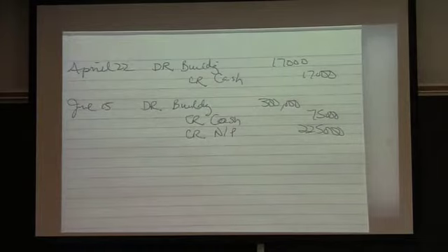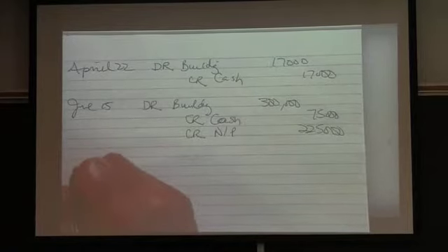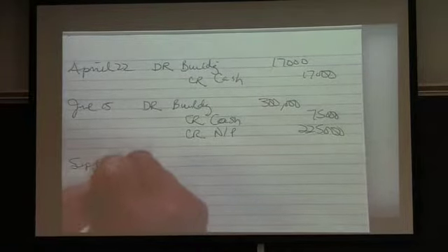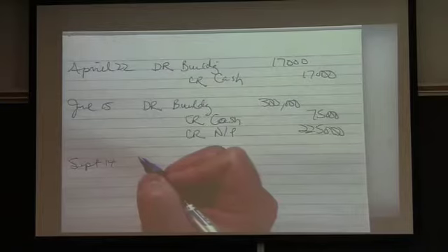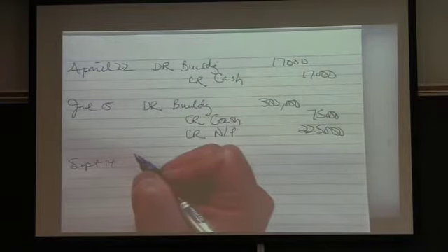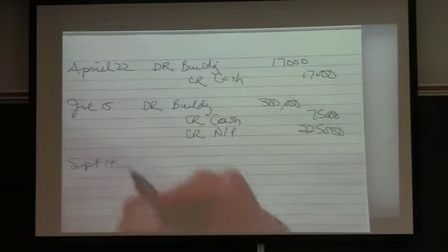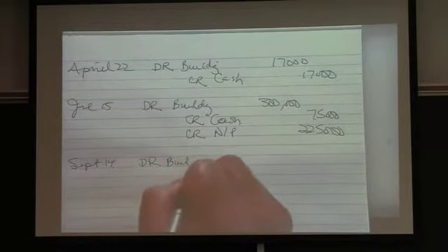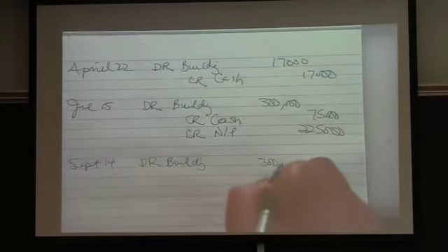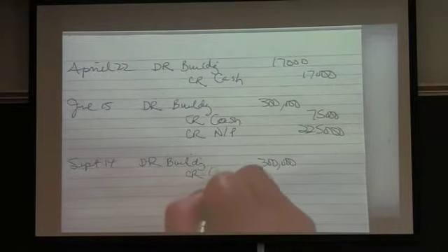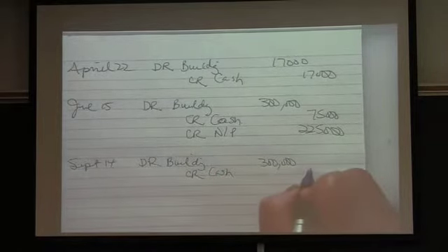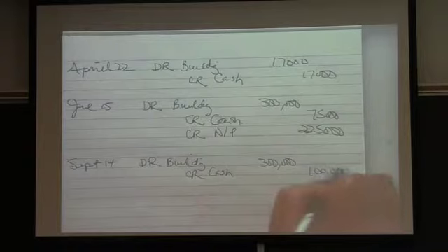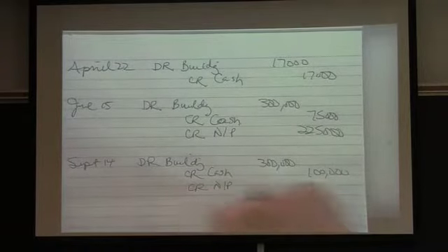On September 14th, we received the bill for the remaining $300,000, which is the second half of the construction cost. And this time we paid $100,000 and we signed a notes payable for $200,000. So again, we're going to debit building, credit cash, and credit notes payable.